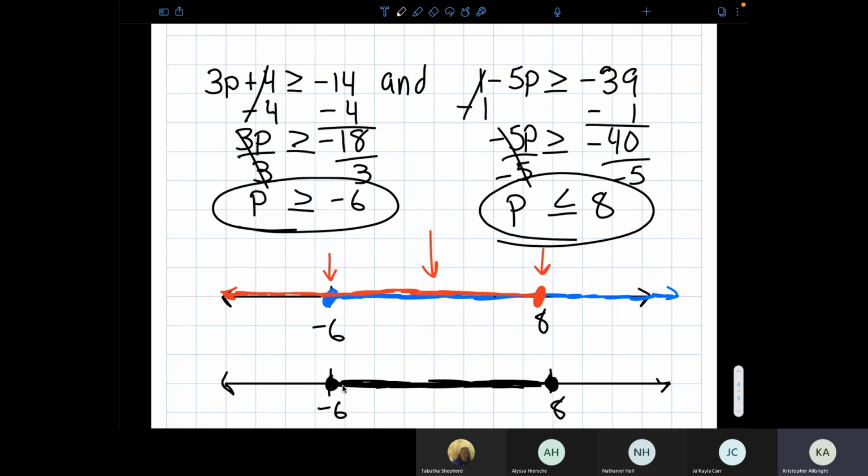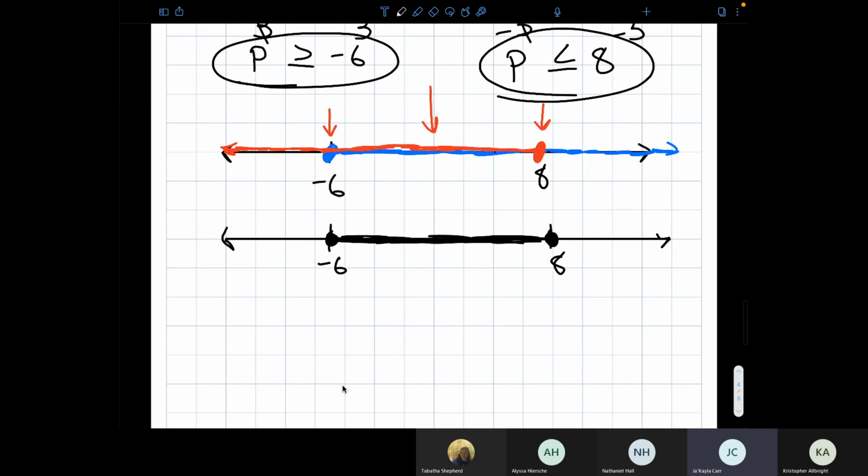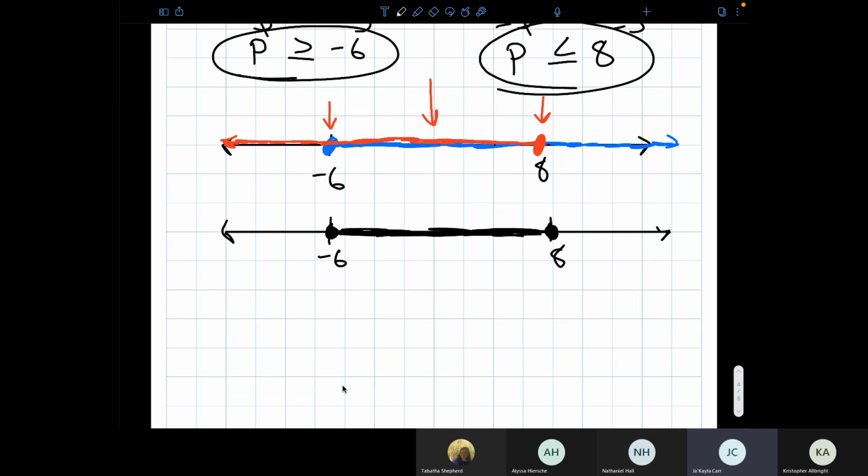Does this make sense? Does that help whoever asked? Yes, but also I can't see the correct number line, but well, line below. Okay, thank you. Yep. Sorry. Okay.